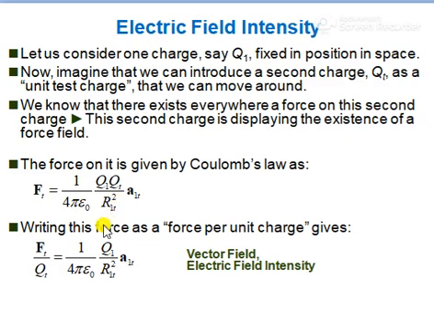Now we can write this force per unit charge. That will give Ft by Qt equal to 1 by 4 pi epsilon naught Q1 by R1t square, A1t. This is nothing but the vector field, or electric field intensity. This is the formula for that.